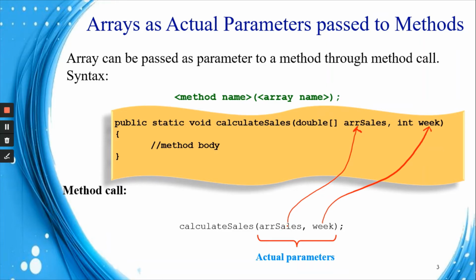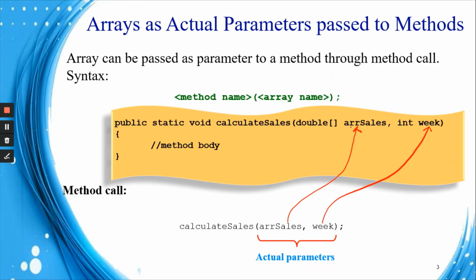Our rSales just now has 7 elements. Those 7 elements will be copied and sent to the method. And about the variable, the week value is 4. So 4 will be sent to the method header. After this, whatever execution that you have here, you have to follow the name of this array and also the name of this variable.